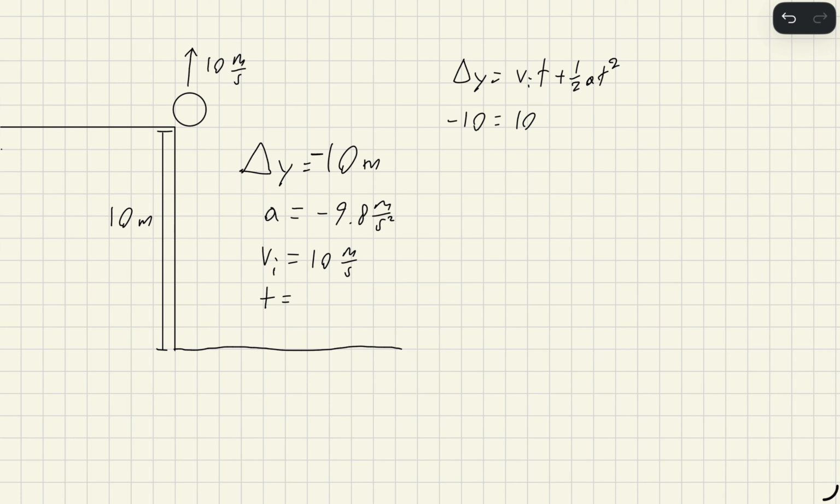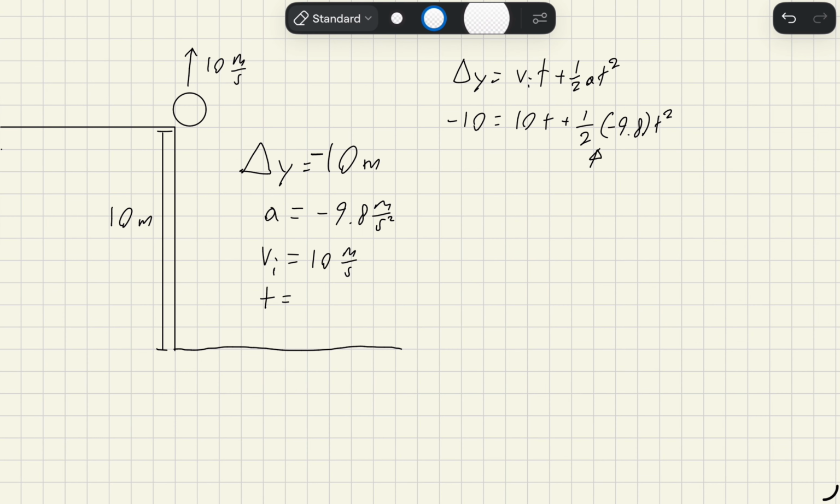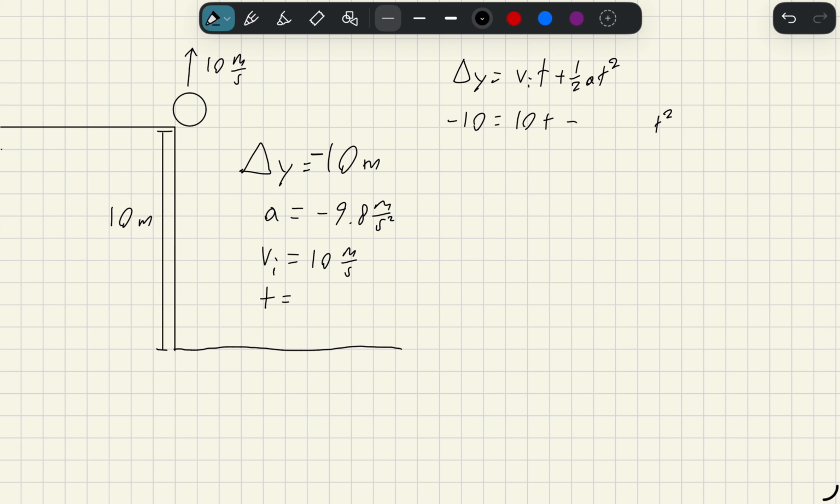Let's plug in our values. We've got negative 10 equals 10 times time plus 1/2 negative 9.8 t squared. I'm going to simplify this to 4.9, which is just 9.8 divided by 2. So minus 4.9, and then t squared.